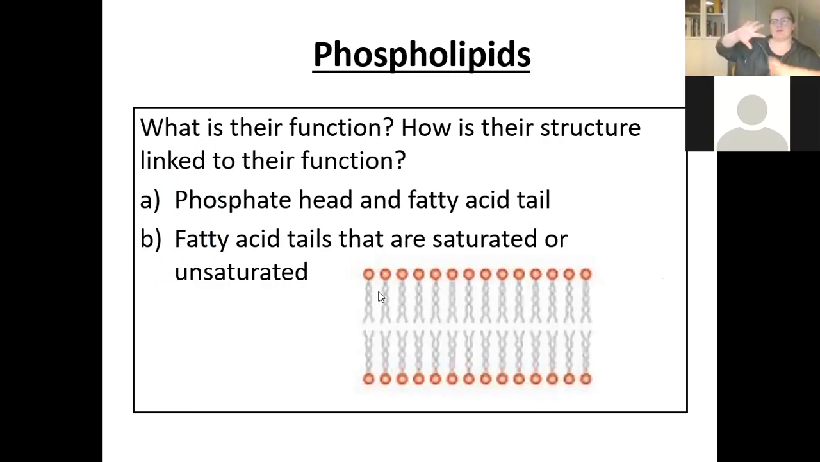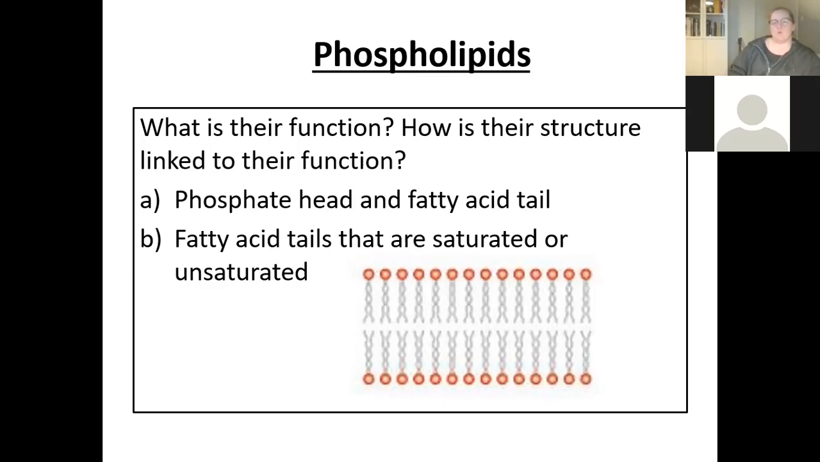Triglycerides form that micelle, which is basically like a cell. It's circular and it's spherical. Phospholipids form a bilayer where you literally just have one layer of phospholipids on top of another layer. And that is because they have a phosphate head and a fatty acid tail. The fatty acid tail is hydrophobic. The phosphate head is hydrophilic.